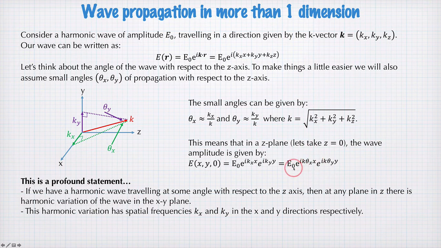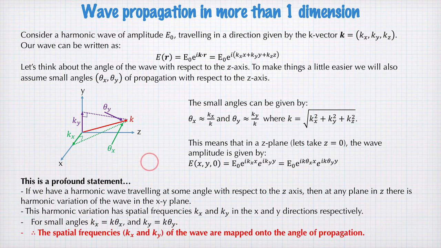And you can see that straight away by considering this equation here. If you took a Fourier transform of this, then the spatial frequency that would pop out, if you take a Fourier transform over x, the frequency that pops out is kx, and the Fourier transform over y, the spatial frequency that pops out is ky. And for small angles, the angle and the kx and ky are linked like this. Therefore, the spatial frequencies kx and ky of the wave are mapped onto the angle of propagation, and vice versa.